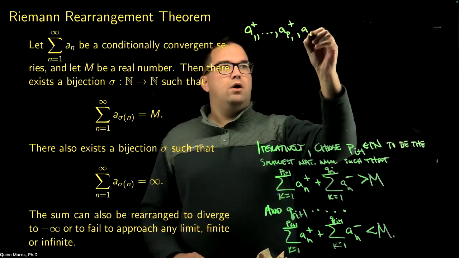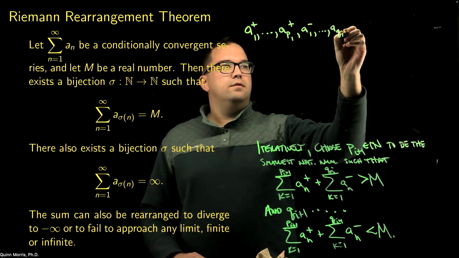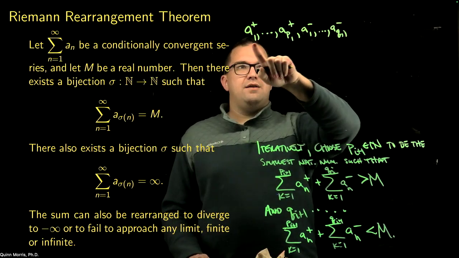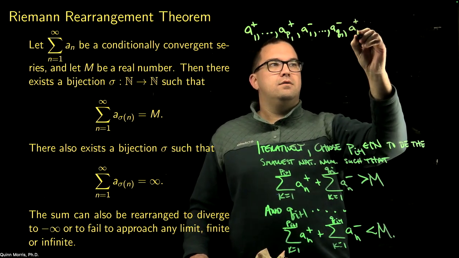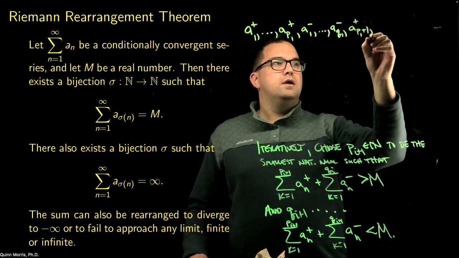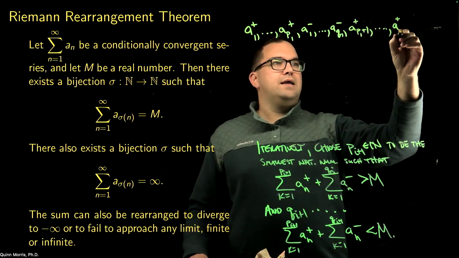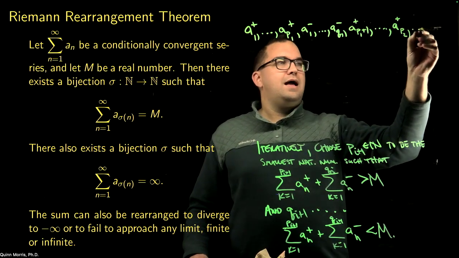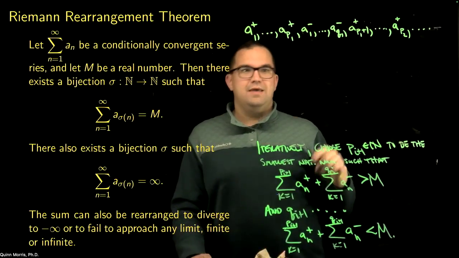So A sub 1 minus up to A sub Q sub 1 minus. All right, then I need to add in some more positive terms. I'd already gone all the way up to P1, so I'm going to start at P1 plus 1, and then I'm going to keep adding in until the total value of my sum goes over M again, and that'll be at P sub 2. And then I just keep doing this. I keep adding in positive terms to get me above M.